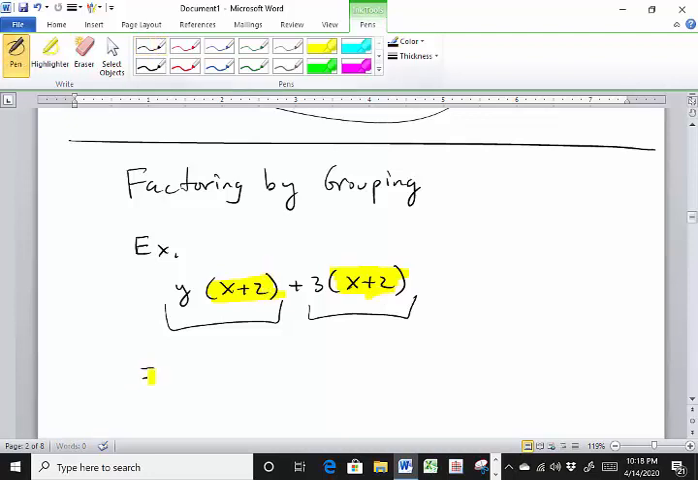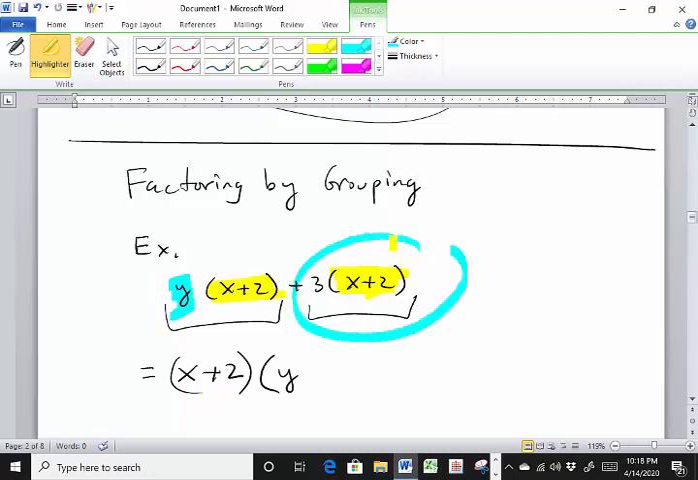So if I want to factor this, I take out my greatest common factor, which is x plus 2, times what gives me this first term back? Well, it's times y, this guy right here. All right? And then x plus 2 times what gives me this back right here? Well, it's going to be the 3. All right? So it's going to be plus 3. So usually what will happen, you'll have your common factor right there, and then your other ones that are in front of each common factor go here and here.